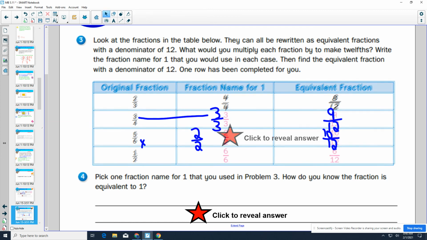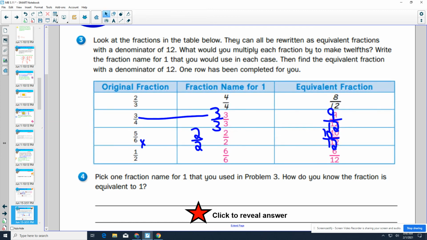So you should have already completed this. I'll erase my writing so you can see a little bit clearer there. You can see that again, the goal was to have your denominator out of 12. So they did 6/6 because it's 2 times 6. They did 2/2 because 6 times 2. And they did 3/3 because of 4 times 3.